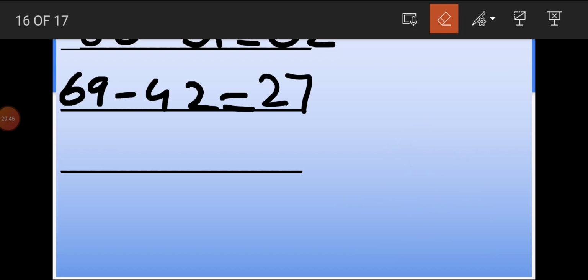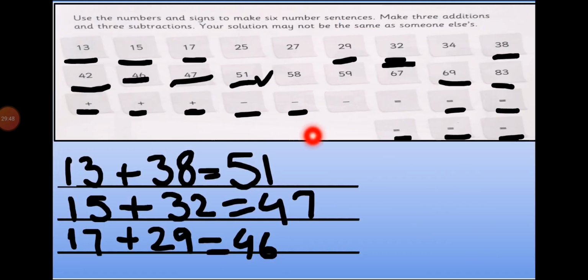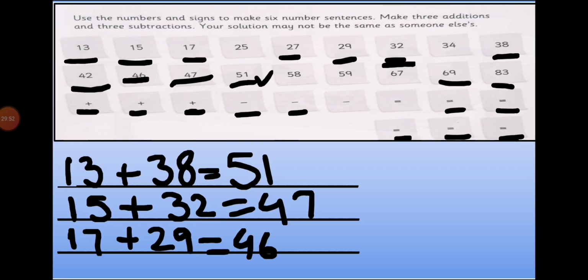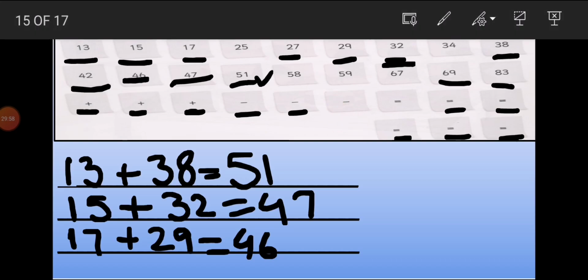Done? Let me check. Is 27 present in the list? Yes, it is present here. Done? Now next number sentence. Now I'm going to choose number 59. Okay. Now one subtraction sign. Then I'm going to choose number 46 again. Okay. Now then the equal to sign. We have chosen here. Okay.